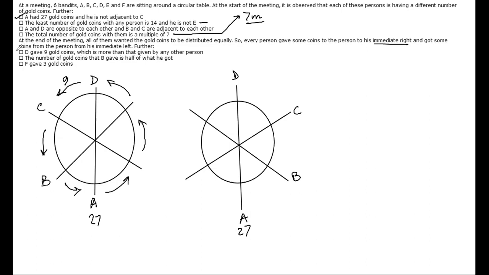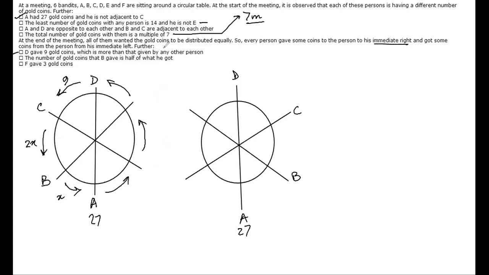The number of coins that B gave is half of what he got. So he got 2x, he gave x. F gave 3 coins, but I don't know where F is. E and F can be F here and E here, or F here and E here also, and the same thing can happen on this side as well. So F gave 3 gold coins.